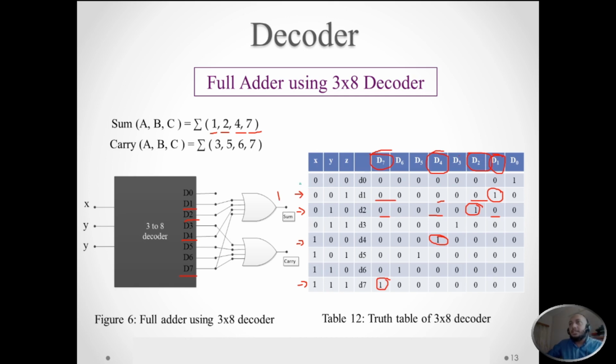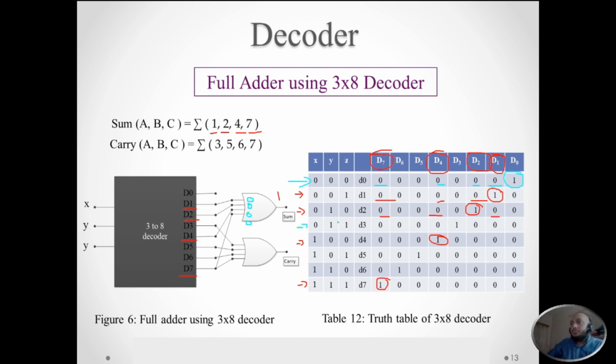Now let's study other cases like this. Here the input pattern is 0 0 0. For 0 0 0 we get 1 only at D0. That means all the outputs D1, D2, D4 and D7 are 0 at that position, and these outputs of the decoder are fed into this OR gate. That means all the inputs of this OR gate become 0 in this position.